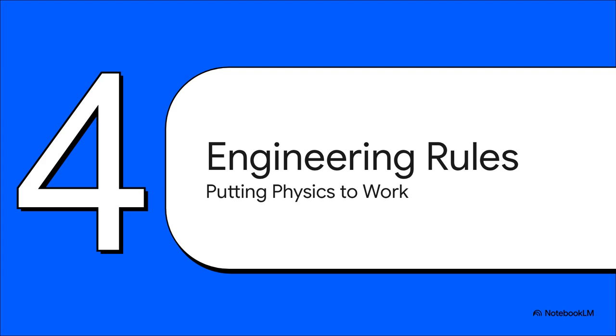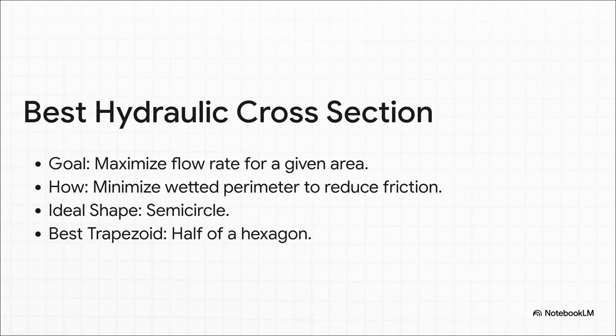Let's see how all these principles are put to work out there in the real world. So when you're designing something like a canal or a drainage ditch, the goal is pretty simple. Move the most water as efficiently as you can. The big enemy here is friction. And to reduce friction, you want to minimize the wetted perimeter. That's just the length of the channel's bottom and sides that the water is actually touching. The most efficient shape of all is a semicircle, but since those can be tough to build, a half hexagon is the best practical shape you can make.